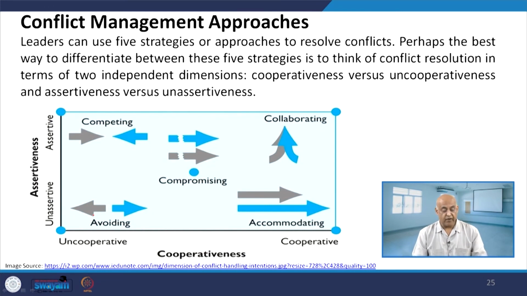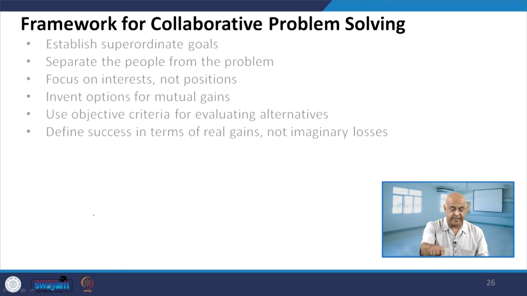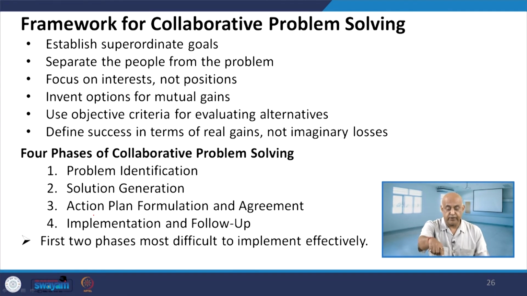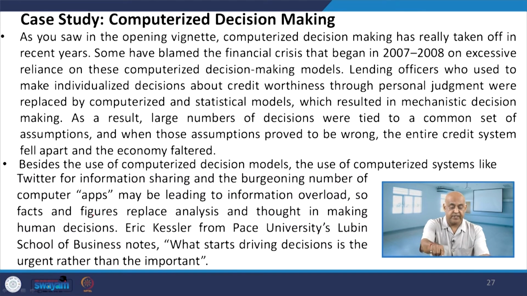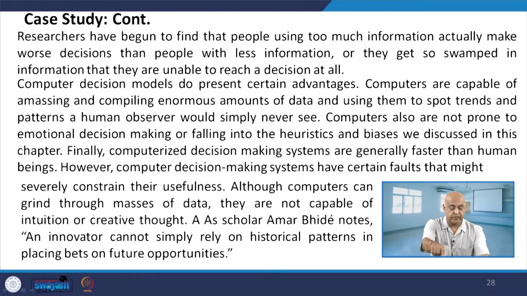So, it will be avoiding, right, if cooperativeness is low and assertiveness is low, avoiding is there, or it can be competing, compromising, collaborating and accommodating, depending on the assertiveness and the cooperativeness. So, this will be collaborative problem solving, and on the basis of this we will be able to resolve the conflicts. This is a case study as usual which we discussed, and please solve the questions given at the end of the case study.